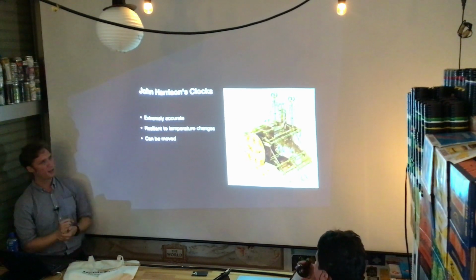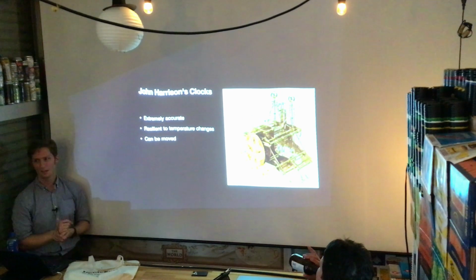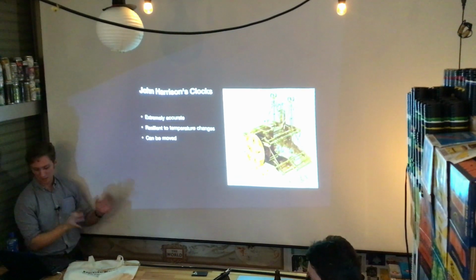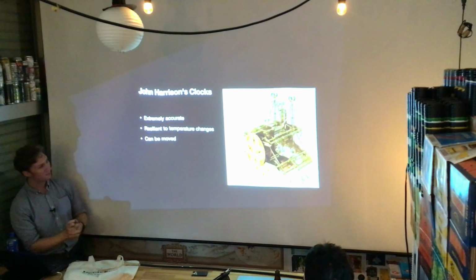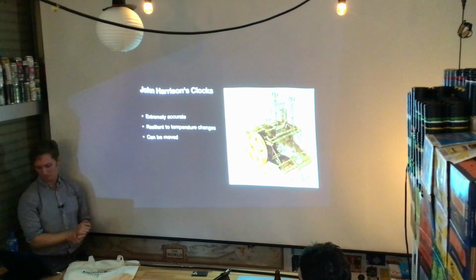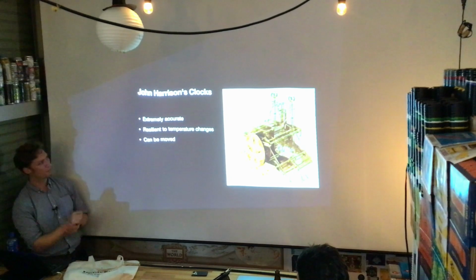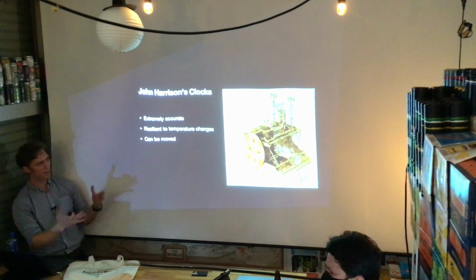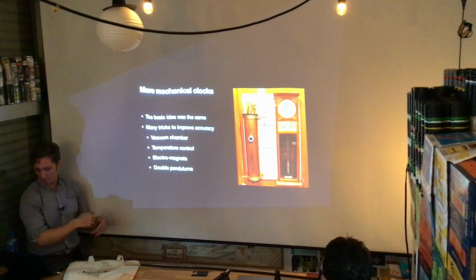I think there's a couple of them in the Greenwich Observatory. If you go to London, there's a couple more in a few other museums around there. So you can actually go see the physical things he made. And they're the first real accurate timekeeping pieces. So this is when clocks became useful tools, and people just started making more and more mechanical clocks.